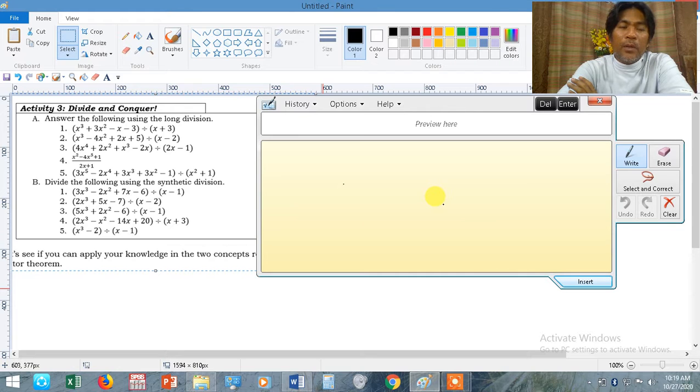So right now we will answer Activity 3 on Module number 6. Okay. So we have here divide and conquer. Answer the following using long division. At the bottom we have divide the following using synthetic. So I'll be presenting to you, we will compare long division and synthetic. Which among these two methods is very easy? What makes you excited? So right now we will take up number one.